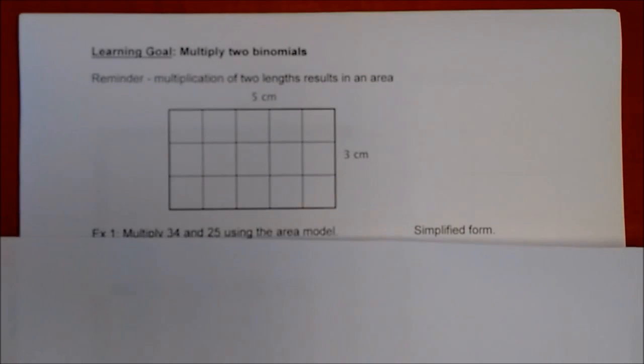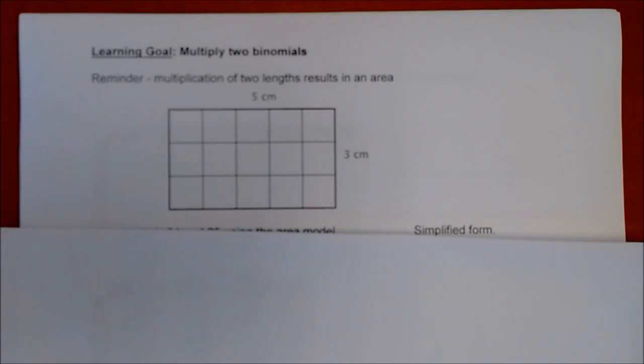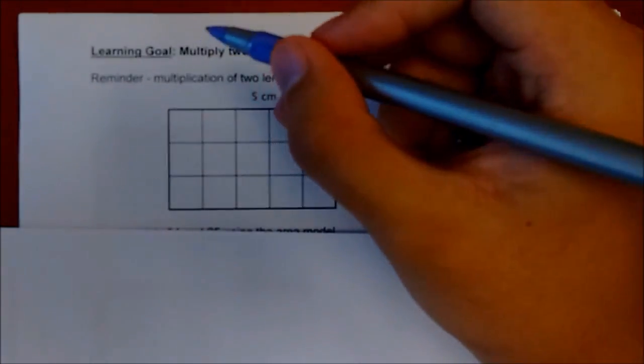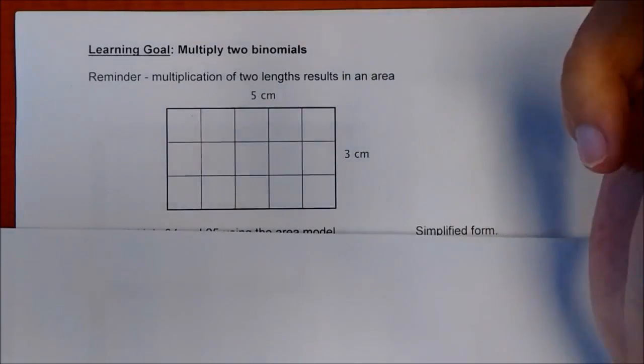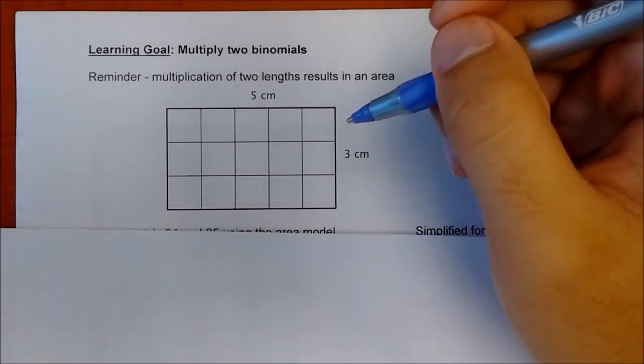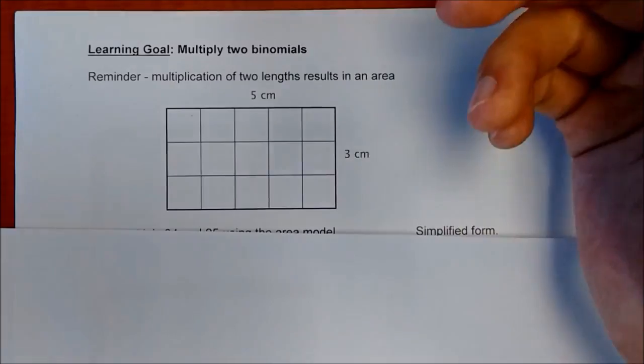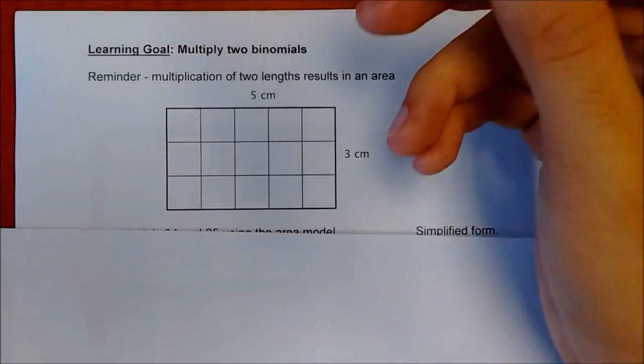The learning goal for this lesson is to multiply two binomials. Remember that multiplication of two lengths results in an area. For example, we have here a 5 by 3 rectangle, or 5 centimeters by 3 centimeters, and we notice that it's been broken apart into smaller squares.